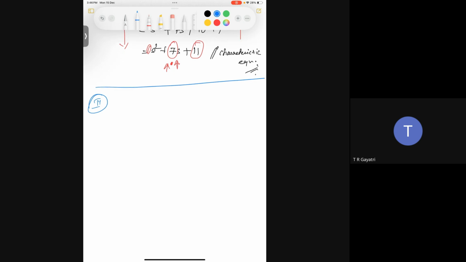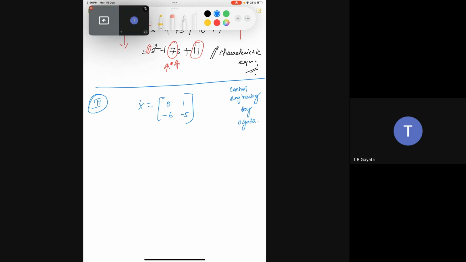For a given state space system, for example, x dot equal to [0, 1; -6, -5]. If you see Control Engineering by Ogata, you would see many examples in the state space system. Excuse me for a minute.